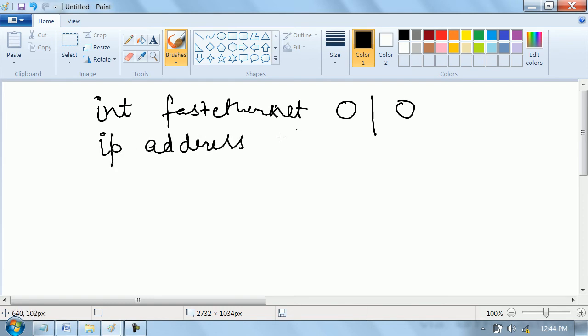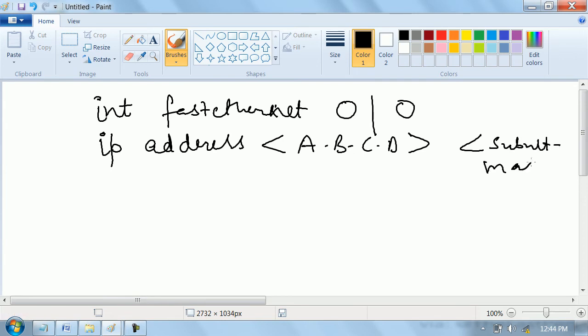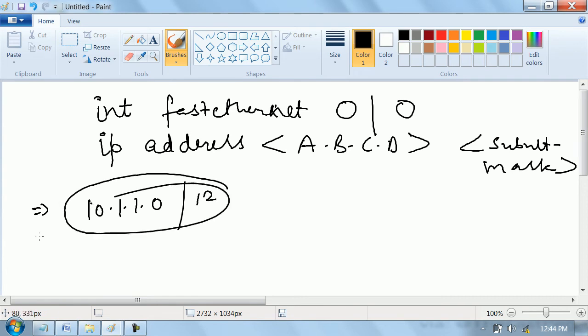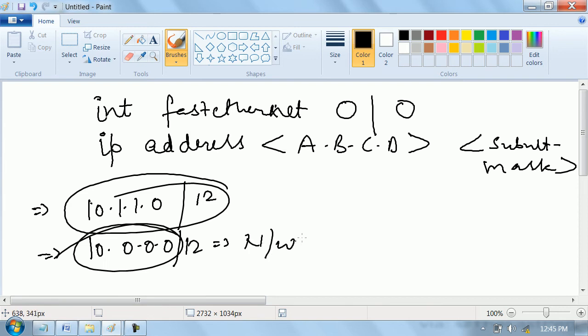After the IP address, the first option is? Second option is? Guys, one thing: if I ask you, just tell me. This is the IP. This is the subnet mask. What will be the network ID?